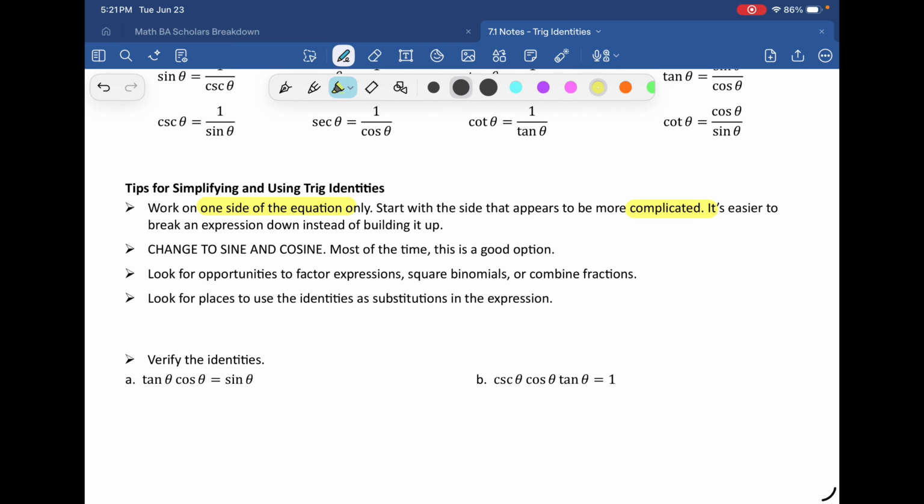All right, this one is a major tip right here. Change to sine and cosine. That usually helps out. Look for factoring. Combining, like squaring binomials. Combining fractions. And then you also want to look for places where you can put substitutions, identities as substitutions.